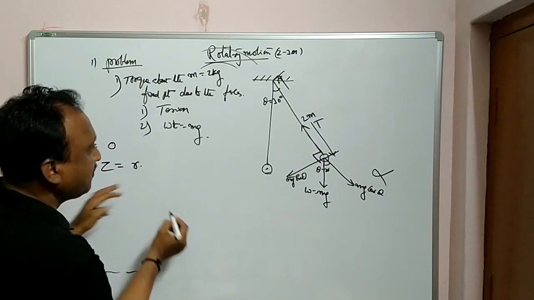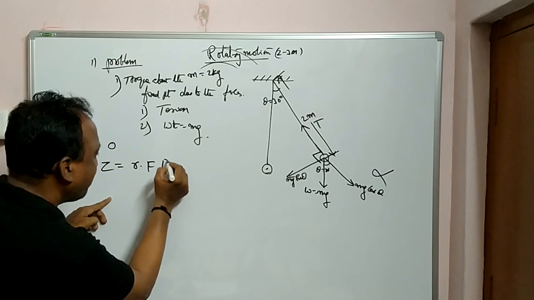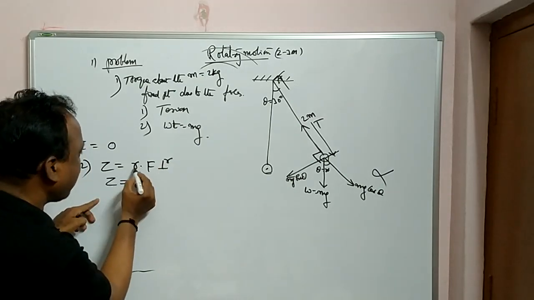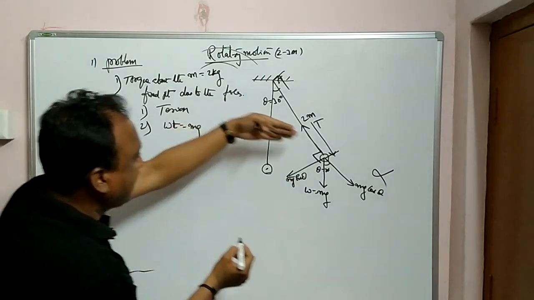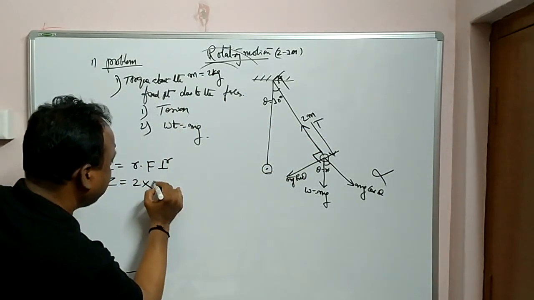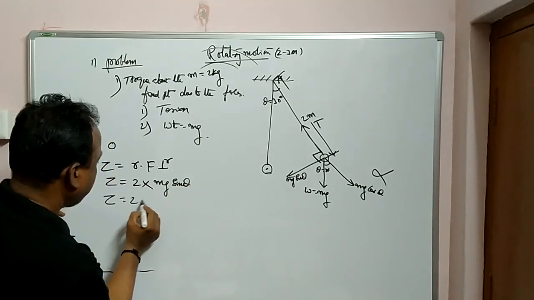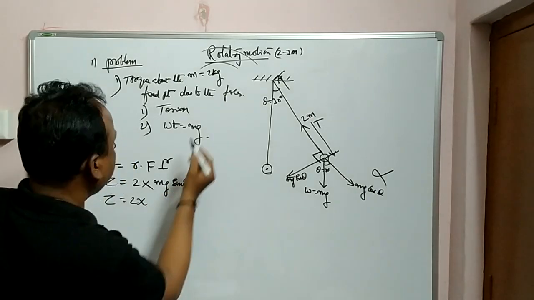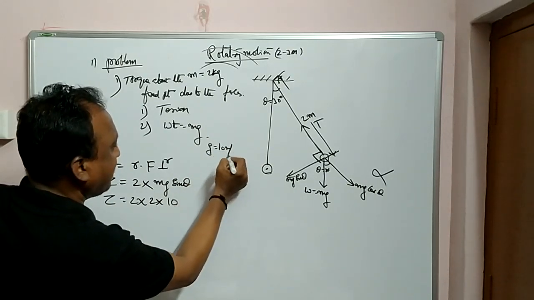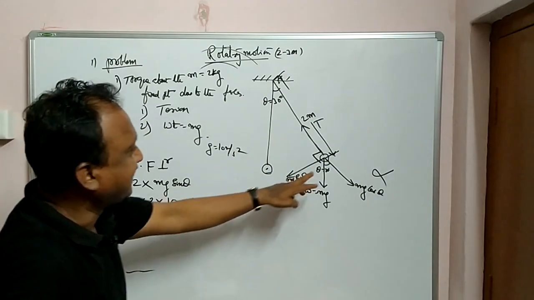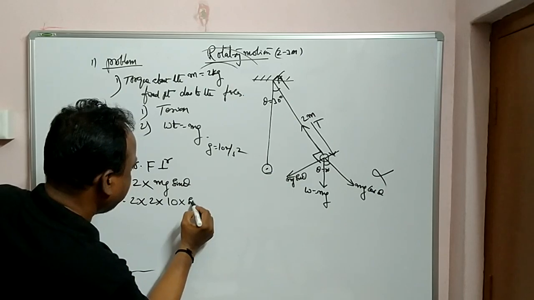That is r into f perpendicular. Therefore torque is equal to r, where r means the length, the radius. That is 2 meters, into f perpendicular. How much is it? mg sin theta. Therefore torque is equal to 2 into mass. How much did I give? 2 kgs. 2 into g, 10. Take g value as 10 meter per second square, into sin theta. Sin 30 is half.